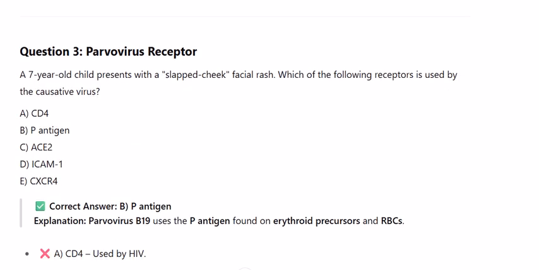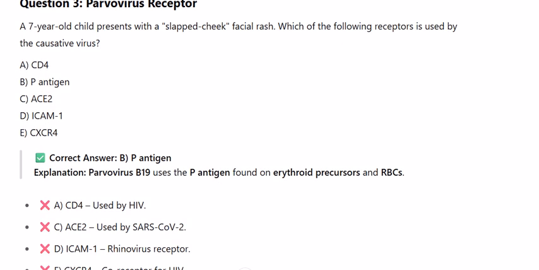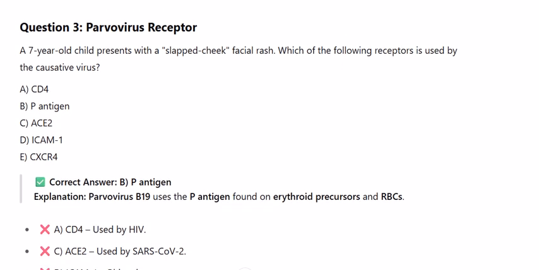Question 3. Parvovirus receptor. A 7-year-old child presents with a slapped cheek facial rash. Which of the following receptors is used by the causative virus? A. CD4, B. P antigen, C. ACE2, D. ICAM1, E. CXCR4. Correct answer, B. P antigen. Explanation: Parvovirus B19 uses the P antigen found on erythroid precursors in RBCs.